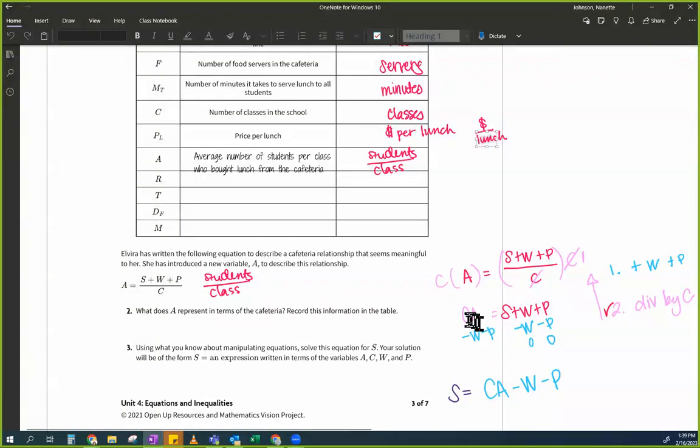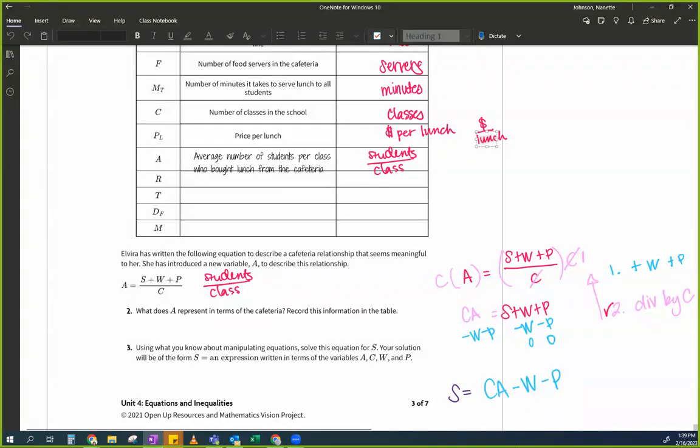Yeah, you literally just copy it. CA minus W minus P. Don't think it's like this other letter. It just means you're subtracting, and you can't subtract any of these letters, right? CA minus W minus P is CA minus W minus P. Just like S plus W is S plus W. It's not SW, right? Everybody okay with this?